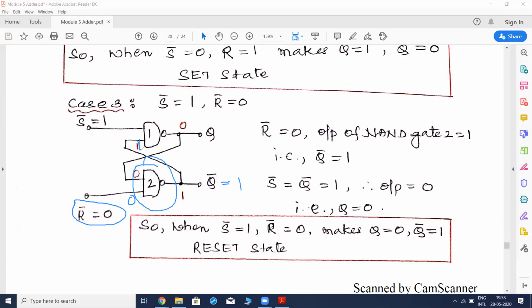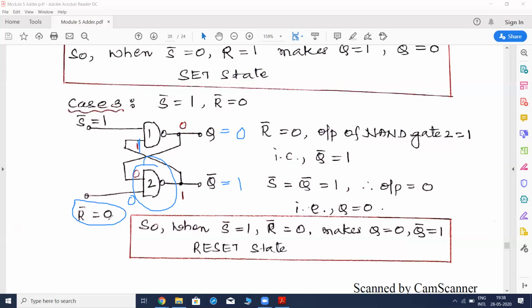We need to consider over here, so S bar is also 1. If both the inputs are 1, obviously we are getting Q as 0. This is according to the NAND gate truth table. So thereby, how do we need to start? We have to start the analysis wherever 0 is present, because this is a NAND gate. For a NAND gate, when any one of the inputs is 0, the output is 1. If both the inputs are 0, then also the output is 1. So thereby, we have to start the analysis from NAND gate 2.